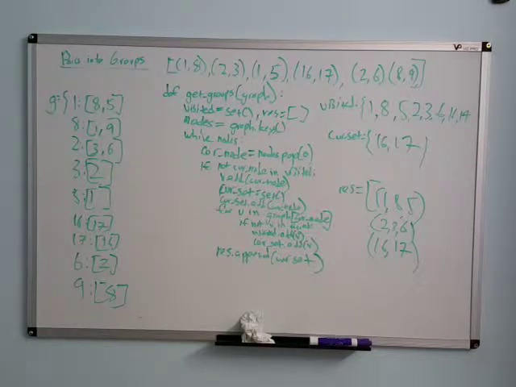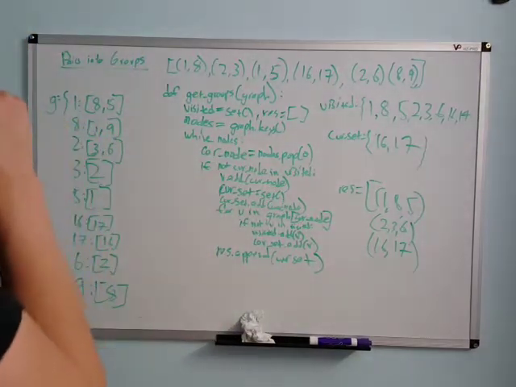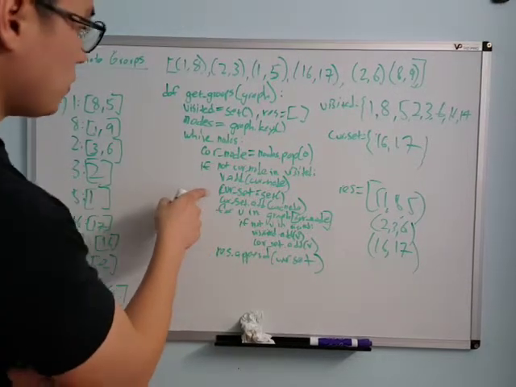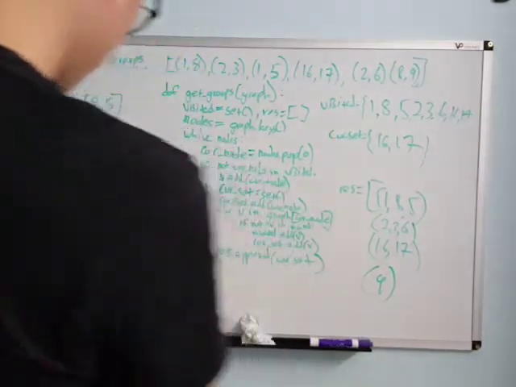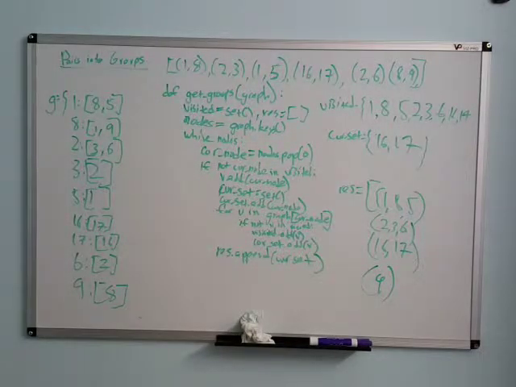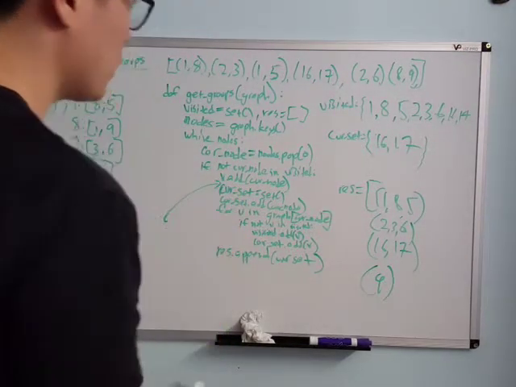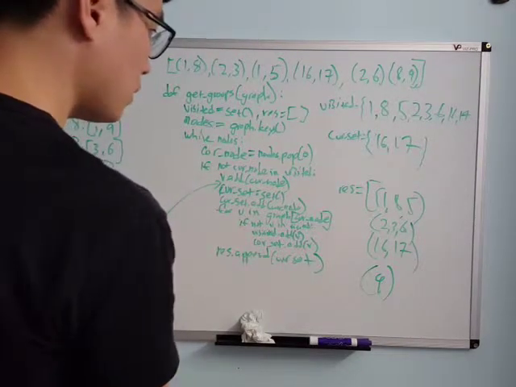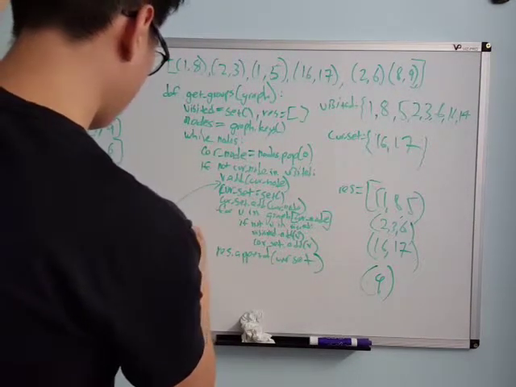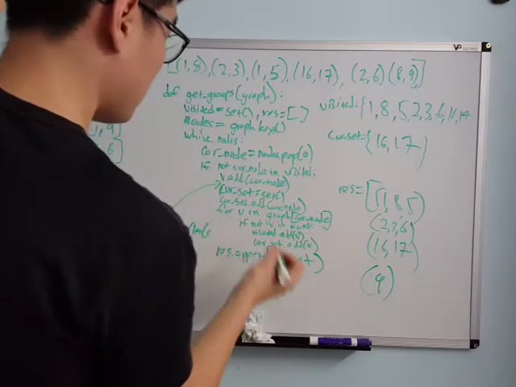So if not cur node in visited, we need to add something here, right? Because 9 is not visited, and we don't want 9 to be by itself. That's what it would do right here. So we can add a check here. If not current visited, here, right? We can do for i in range length of results.